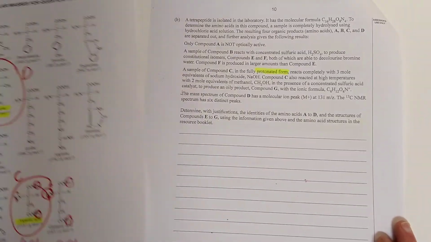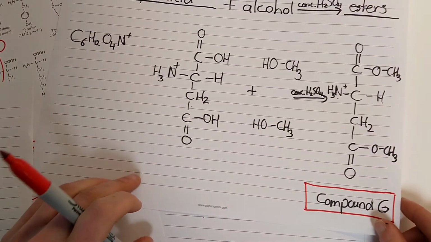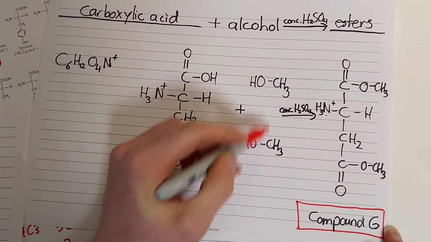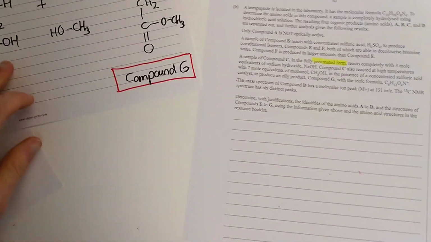We have also identified compounds E and F. And we also identified compound G. I haven't shown that off yet, but here's compound G. We know that compound G is formed when compound C reacts with 2 equivalents of methanol, and that will be the structure of compound G. Okay, I think that's everything.